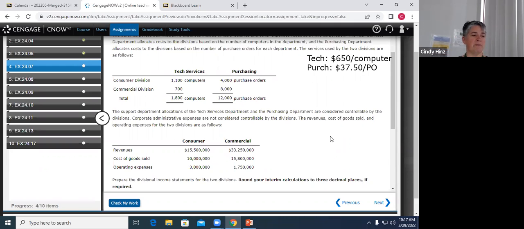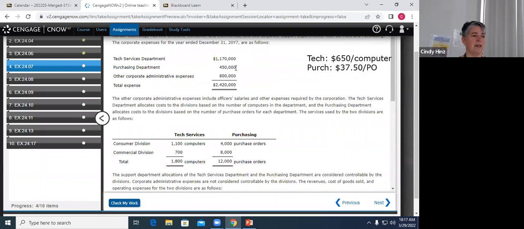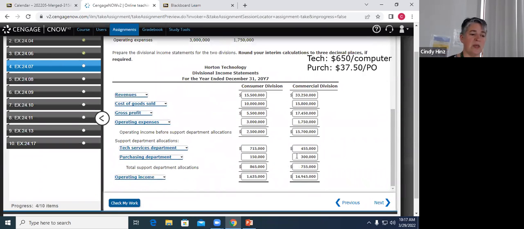Yes, the purchasing department is used more heavily by the commercial division, but overall, the purchasing division is a lot cheaper to run than the tech services department. And so one advantage of doing this type of support department allocation and then using it in our evaluation of the performance of these profit centers is it might make the manager of the consumer division look at this and say, whoa, do we really need to have all those computers? Maybe there's some efficiencies to be gained by cutting back on our usage of those support services.